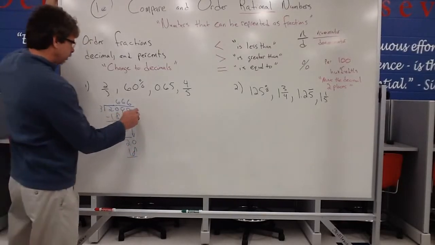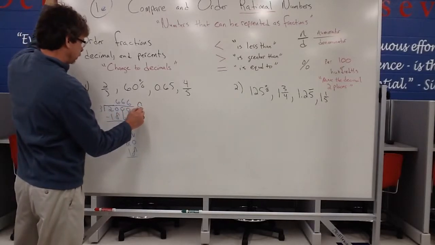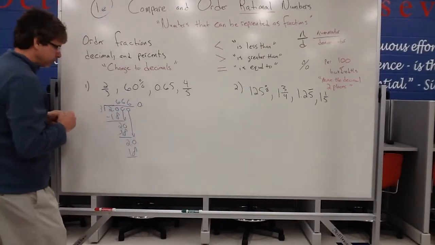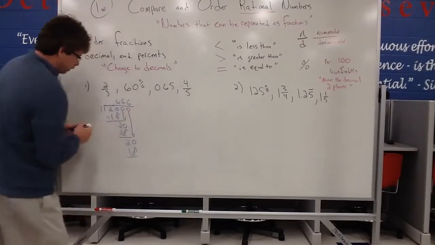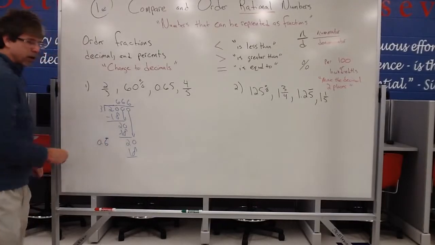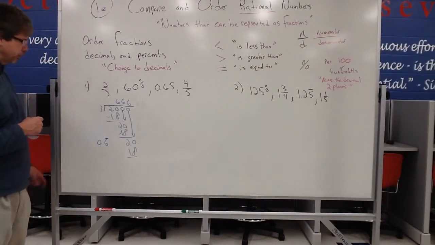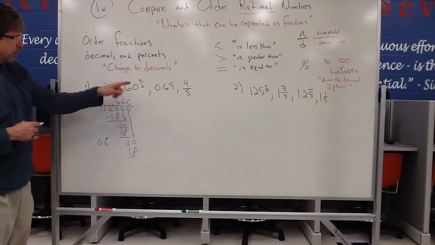So if I have a number like this, a lot of times it's written as 0.6 with a little bar over it. That little bar means it just keeps repeating that 6 over and over again. So this is the same thing as a bunch of 6s forever.